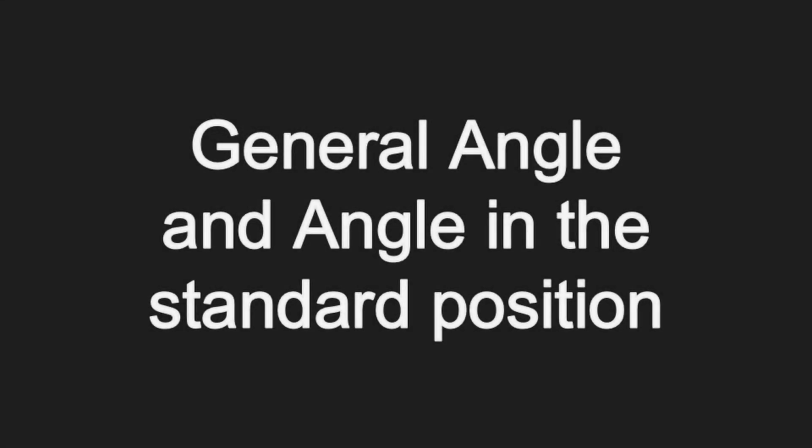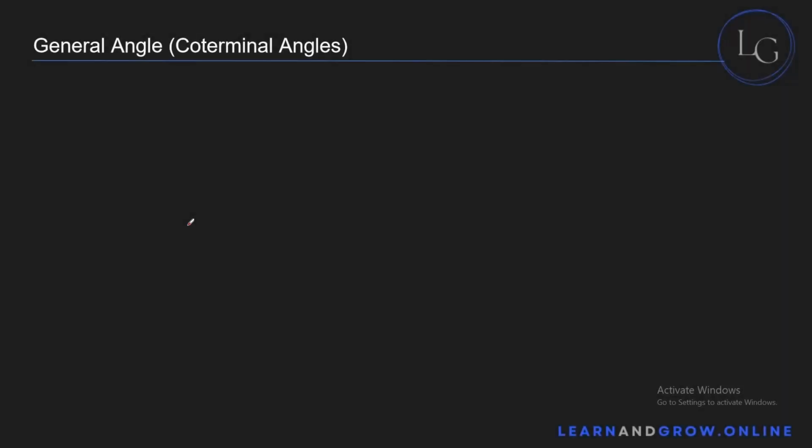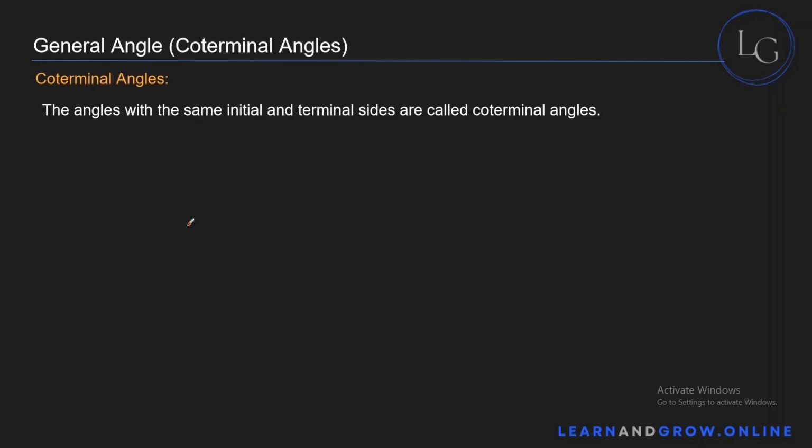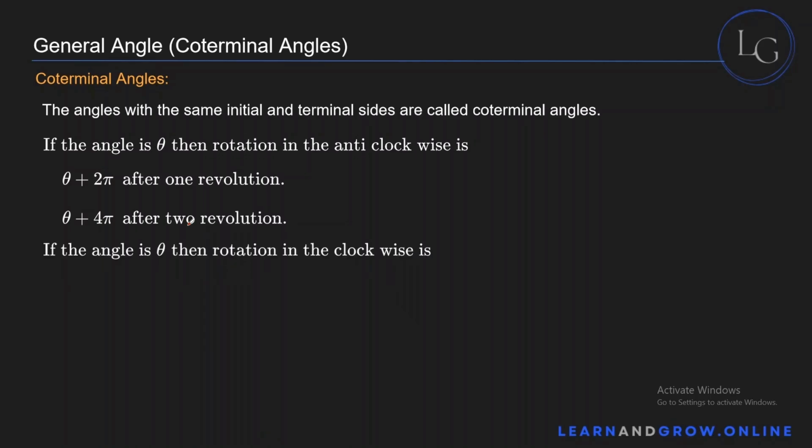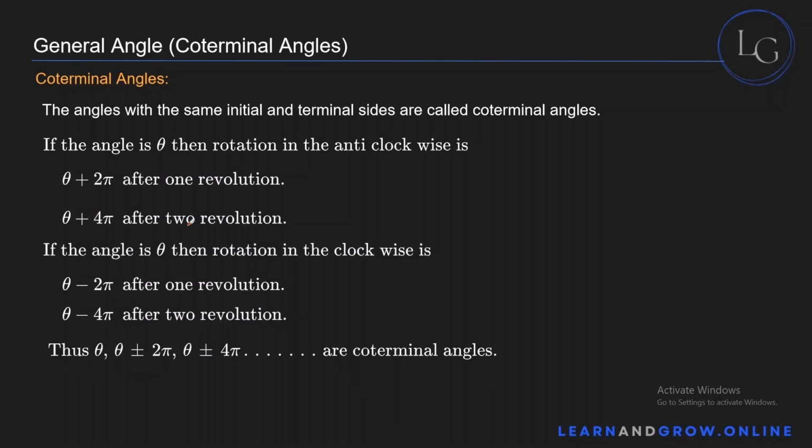Now let's find the general angle, also known as the coterminal angles. The coterminal angles are the angles with the same initial and terminal side. If the angle is theta, then the rotation in the anticlockwise direction is theta plus 2 pi after 1 revolution, theta plus 4 pi after 2 revolutions. If the angle is theta, then the rotation in the clockwise direction is theta minus 2 pi for 1 revolution and theta minus 4 pi after 2 revolutions.